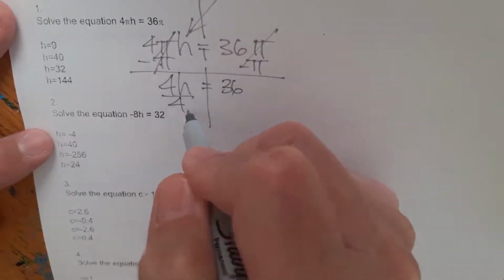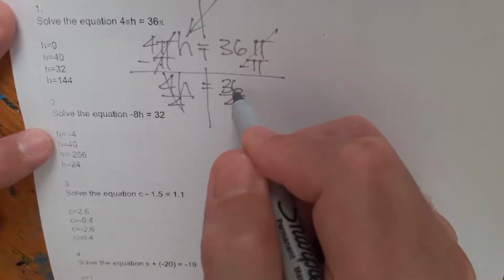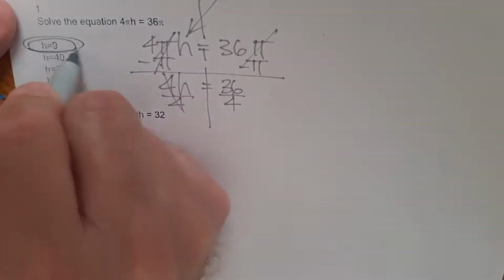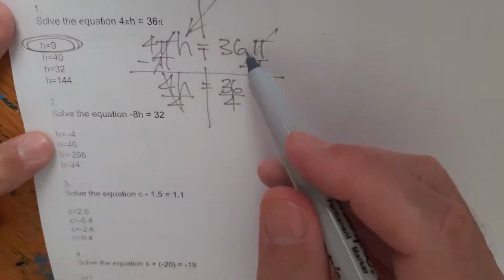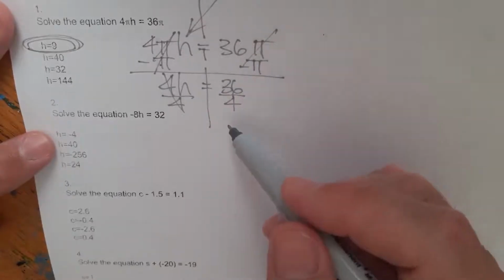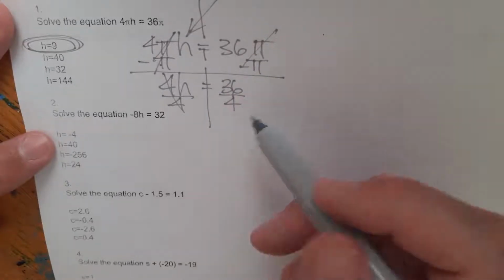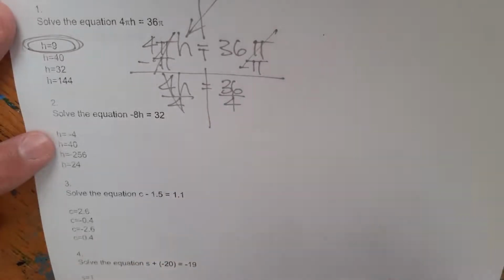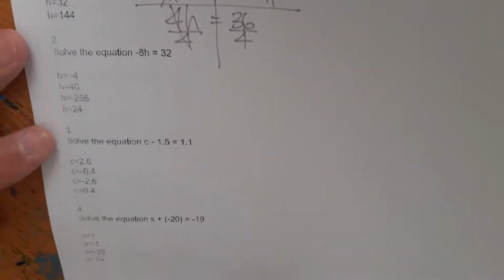Now I'm going to divide both sides by 4. And h equals 36 divided by 4, which is 9, right? 4 times 9 is 36. And I was just thinking, is this really a one-step? It looks like we did two steps here, in all fairness. The idea of one step is you do one thing and the problem's solved. So that might actually be a two-step.